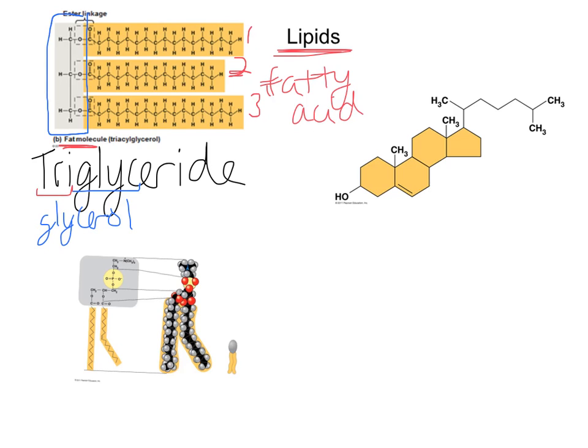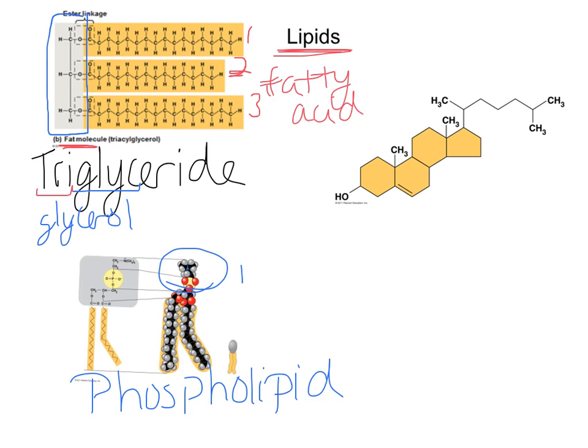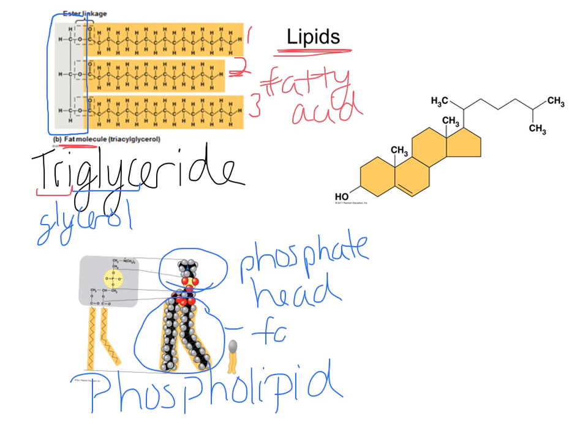Okay, so down here at the bottom in the left, this is the one we're going to talk about tons and tons, especially when we get to cells, what's called a phospholipid. And a phospholipid has a phosphate group up here at the top. It has a phosphate head. And it has, again, these fatty acid tails. So that's what our phospholipid would look like.